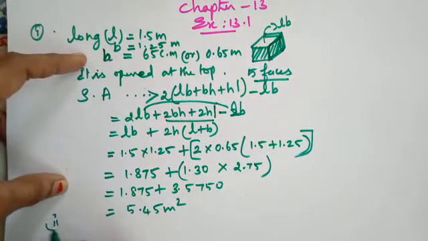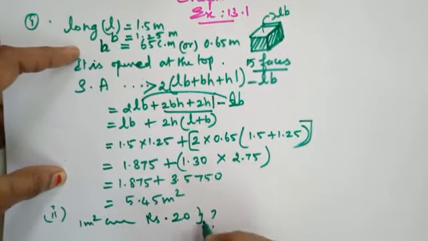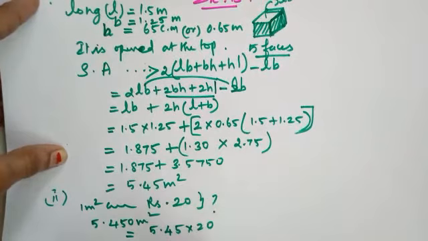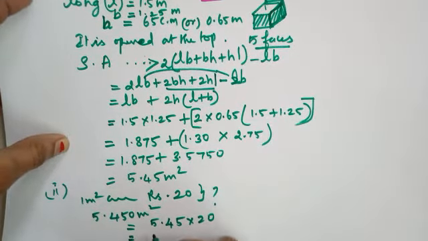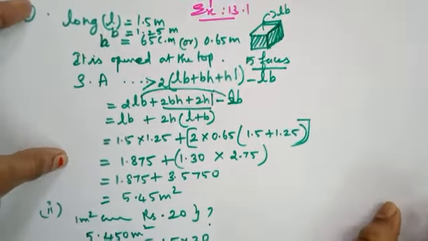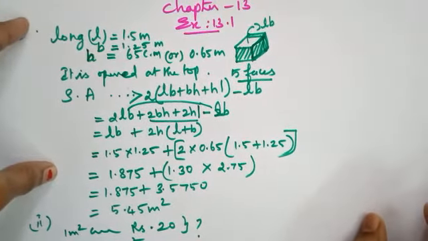Students, next question, the cost of the sheet for it, if 1 meter square costs rupees 20. Then what about 5.45 meter square? You should multiply 5.45 into 20, then we can get the answer, rupees 109. Is it clear? So the answer is rupees 109. Then second question, students listen.